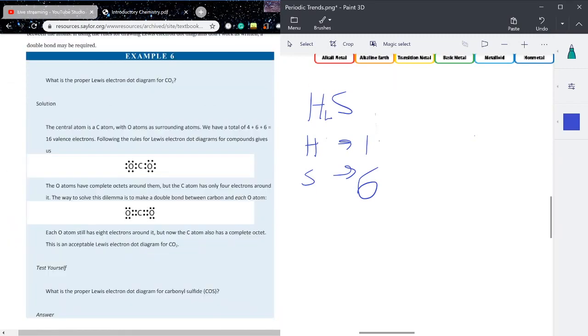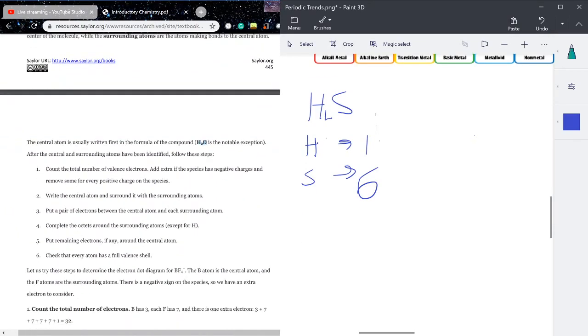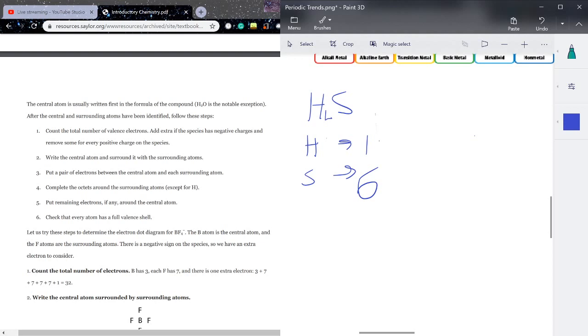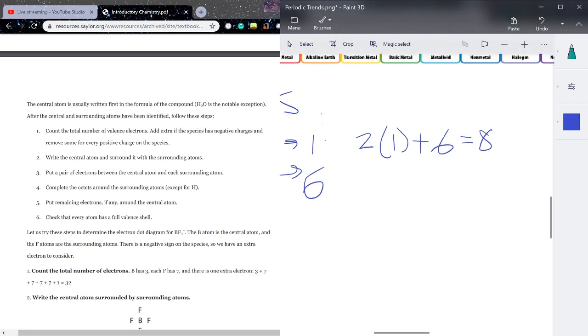So as we were talking about before, first you would count the total number of valence electrons. We've already found how many each of these atoms has individually. Now we just have to add them together. So 2 hydrogens each have 1 valence electron, and you add the 6 valence electrons of sulfur and you get 8 total electrons. But you have 4 electron pairs.